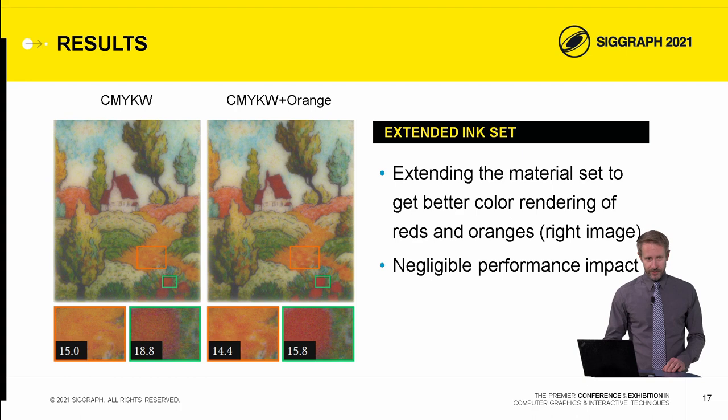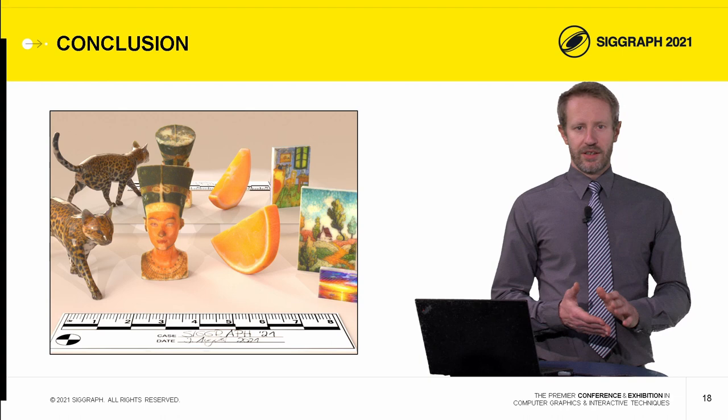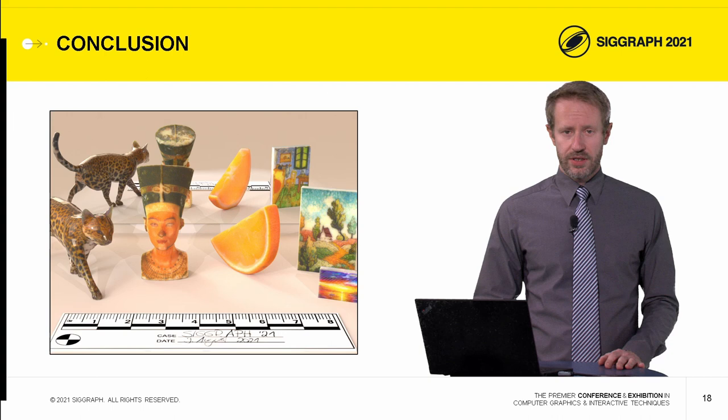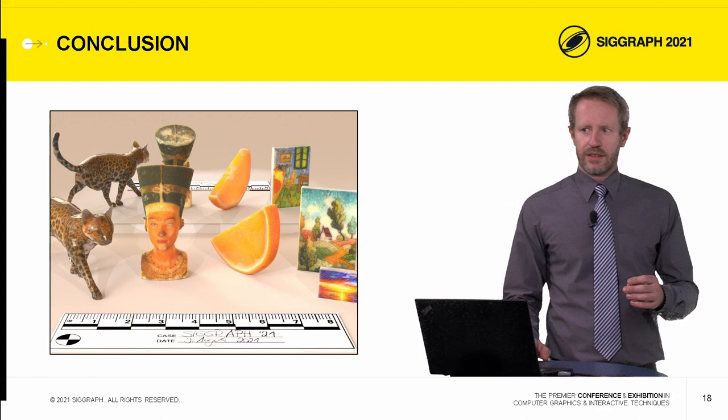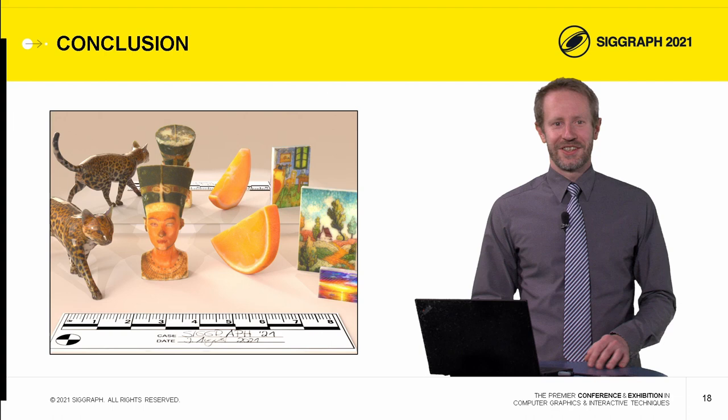The performance impact of adding another material into the set of available materials is negligible. It's actually only below 1% increase in computational time. There are some open ends that need following up. For example, optimizing objects with spatially varying translucency. The orange slice was a prototypical example of that, because it also contains the question of what metric you use to drive the optimizer, that is, a cost function for the translucency of the object, basically.